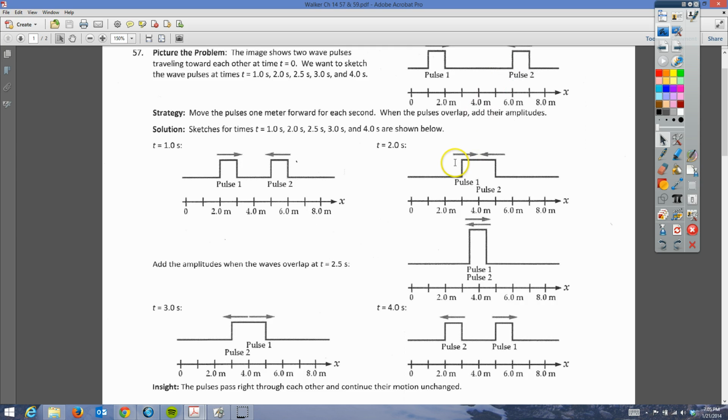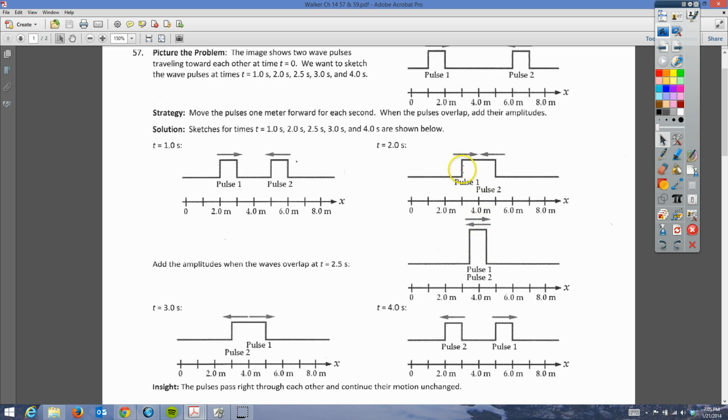At t equals 2 seconds, they've both moved over again, and you'll notice that we've lost the up and down area that is at the beginning of this pulse and at the beginning of this pulse. And beginning, by that I just mean where the front of the arrow is. So that's gone. In the next second, which would be at 2.5 seconds, you'll see that the two pulses overlap.